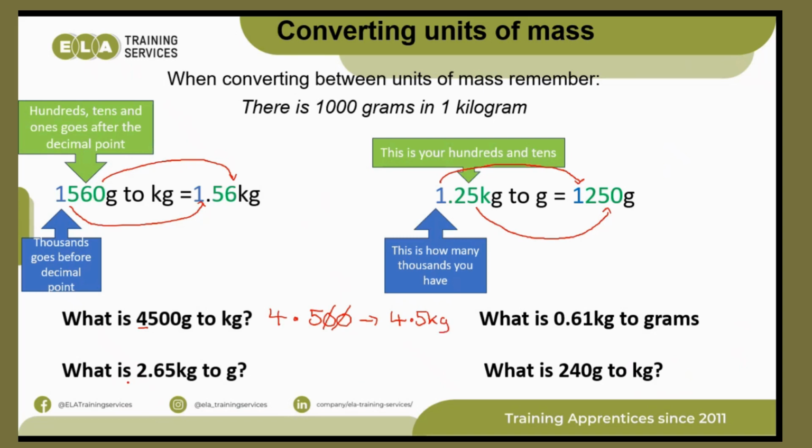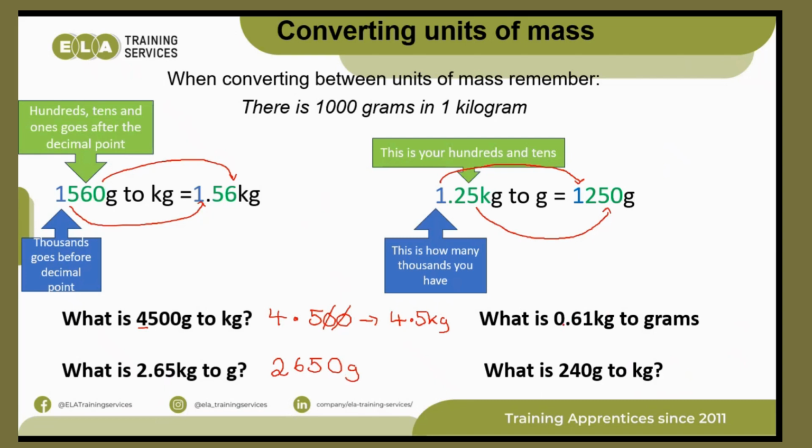Okay, what would be 2.65 kilograms to grams? The number before the decimal point tells us how many thousands we've got, which is 2. And the 65 tells us how many hundreds and tens we've got. So we've got 2,650 grams. Okay, let's have a look at the other two.